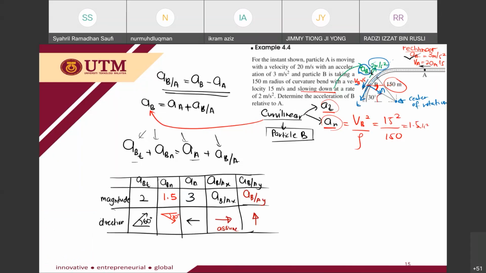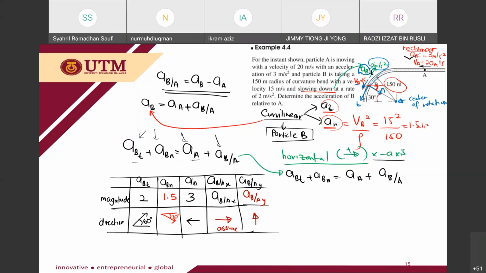Okay, so you already complete this table. So what we can do now is just find the horizontal and vertical components. So along horizontal, where I assume that to the right is positive, based on this equation, which means I have here acceleration B tangent plus acceleration B normal is equal to acceleration A plus acceleration B relative to A.